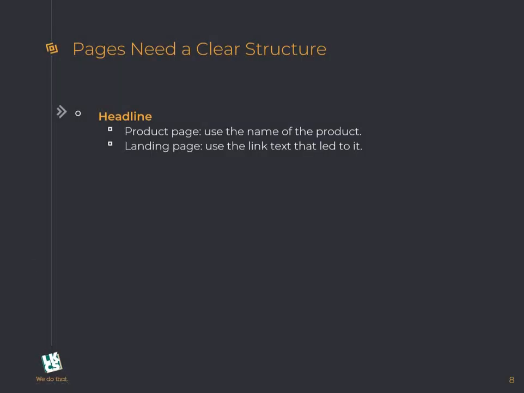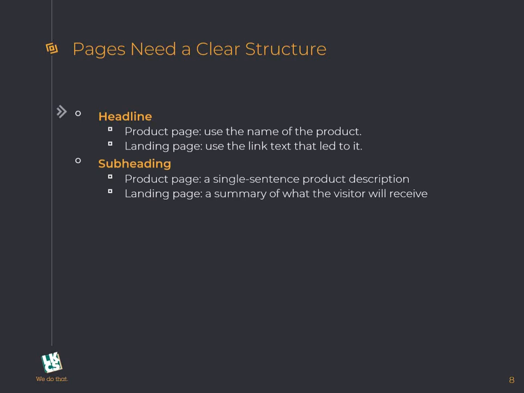Every page needs a clear structure. So every page needs a headline, right? If it's a product page, use the name of the product. If it's a landing page, use the link text that led to it. What are people expecting that page to be about? Every page needs a subheading. If it's a product page, make that subheading a single sentence description of what that product is. If it's a landing page, make that a summary of what the visitor is going to receive as a result of that offer or whatever that landing page is about.